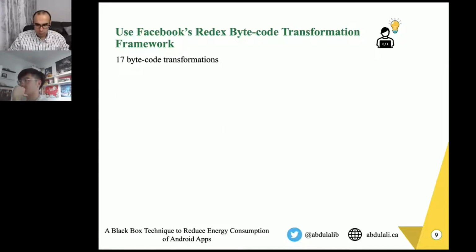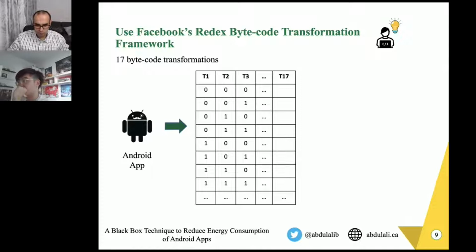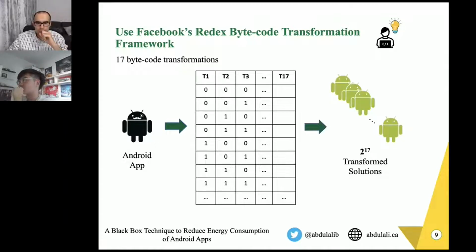However, for applying 17 transformations on an Android app, we have to consider all of their possible combinations. That means 2^17 possible solutions. It is exhaustive to measure the energy consumption of 2^17 solution variants to find the best variant. Hence, applying all possible combinations of 17 transformations is impractical. As a solution, we explore the search space of 2^17 possible solutions using genetic search.